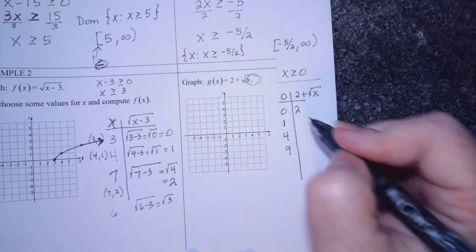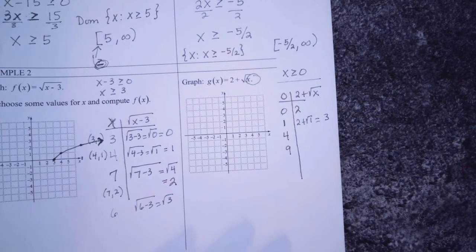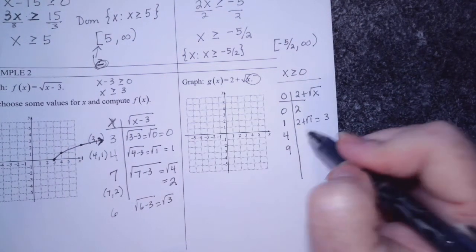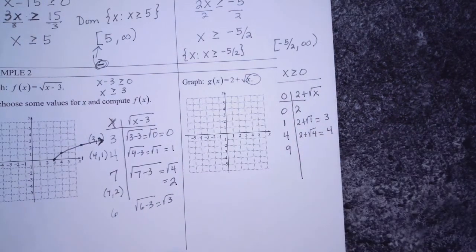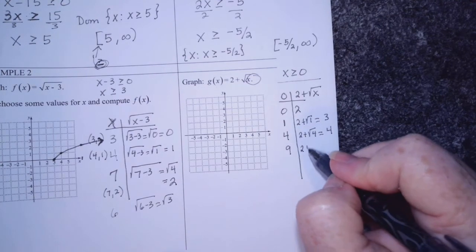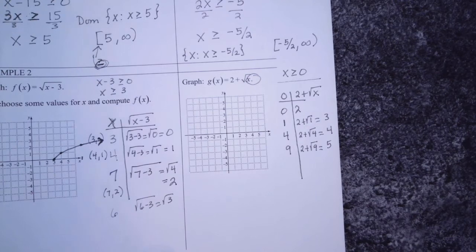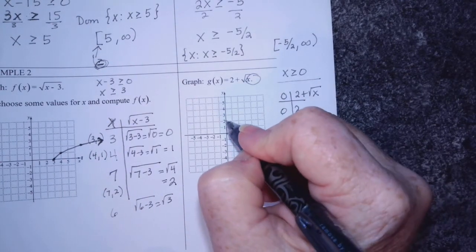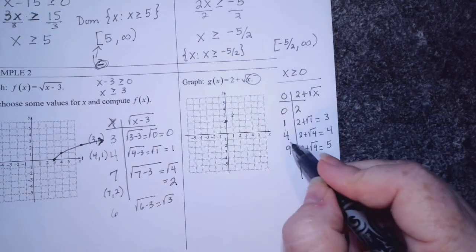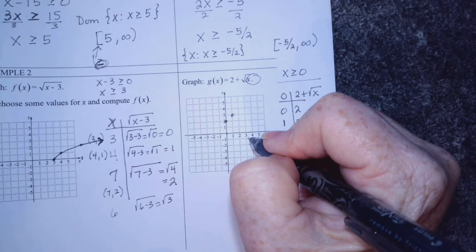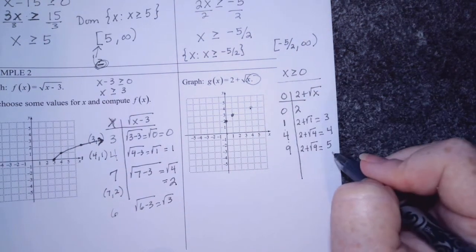If I plug in 1, I will have 2 plus the square root of 1, which is exactly 3. If I plug in 4, I'll have 2 plus the square root of 4, which is 4. And last, 2 plus the square root of 9 would be 5. So I'm going to plot the points (0, 2), (1, 3), (4, 4), and (9, 5).